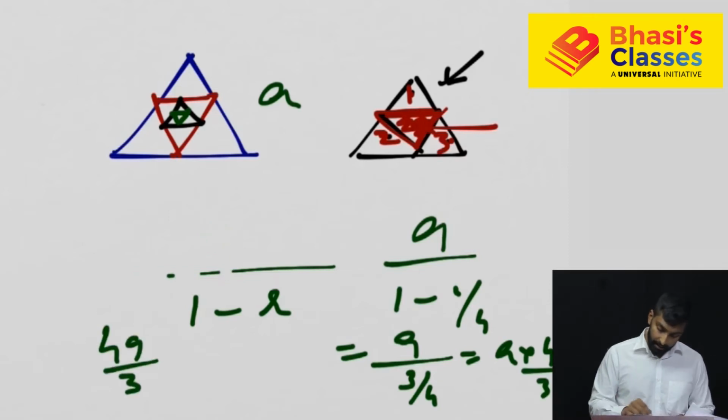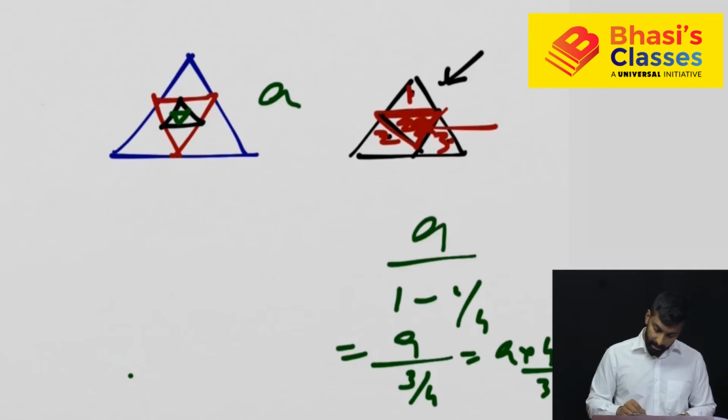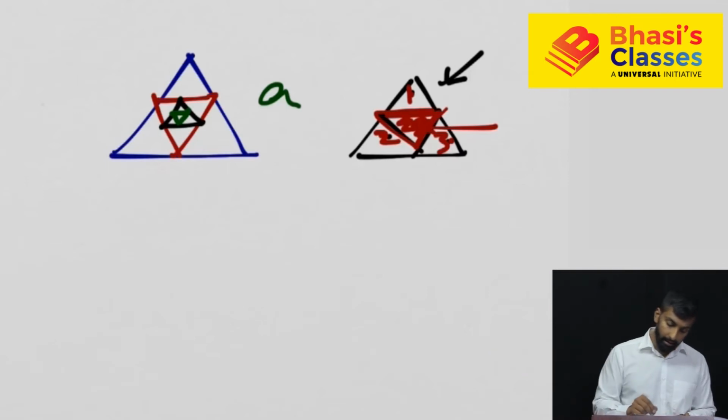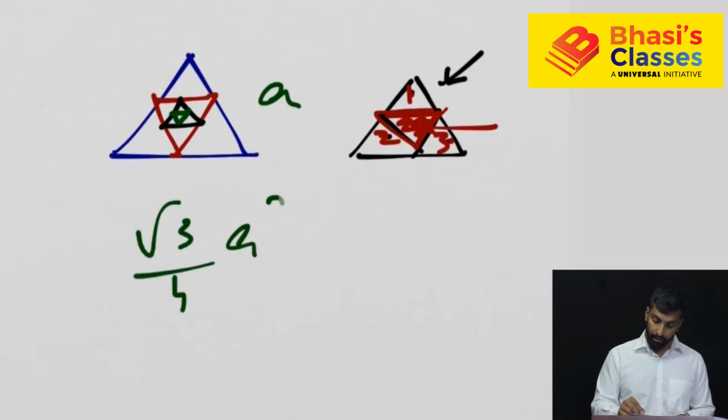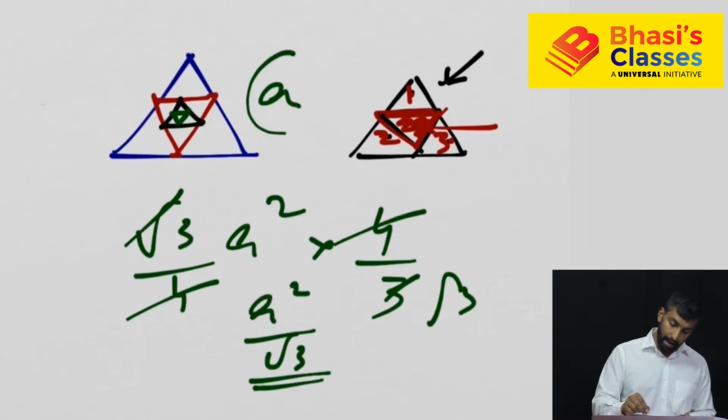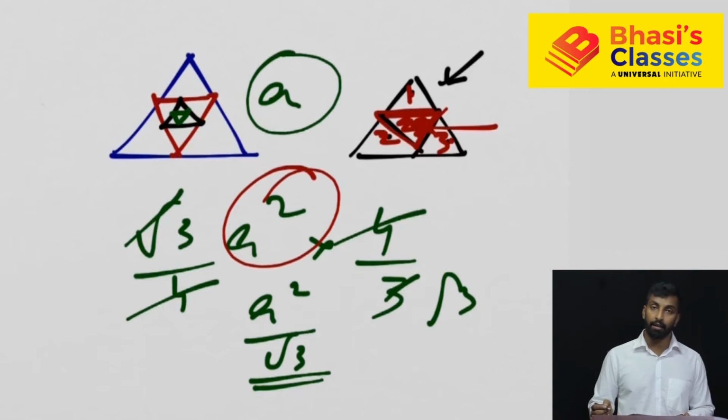Now, rather than giving A as area, if you are given A as a side, you know how to find the area of an equilateral triangle, right? Root 3 by 4 a square. Once you get the area, what is the answer? 4 by 3, right? This got cancelled and this becomes root 3. This is nothing but a square by root 3. What is this a? A is a side now. So if the side is given, take the square of it, divide by root 3. Now from the options you can pick it faster.